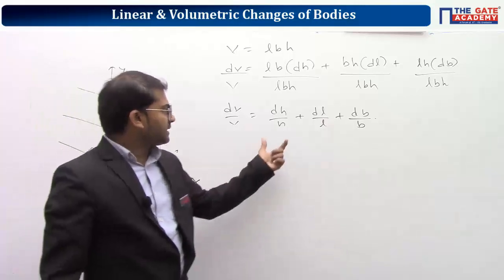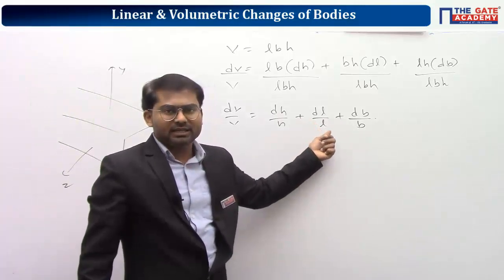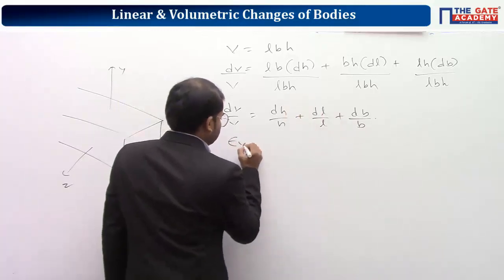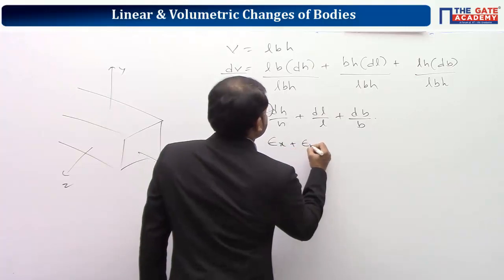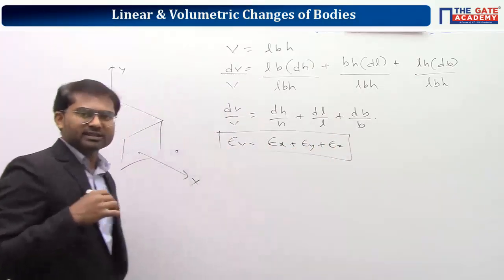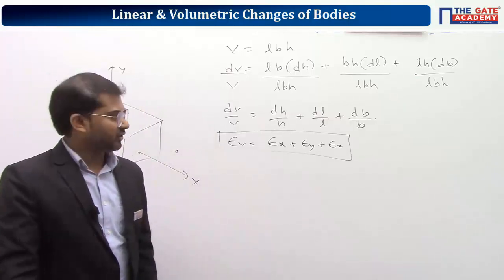If you see here, these are nothing but strains in three perpendicular directions, because one of the dimensions is along x, another along y, and another along z. So it can be written as, so this is a very standard formula. In fact, we are going to get the same answer for other shapes as well. That's why we are going to take a cylinder as well after this one.